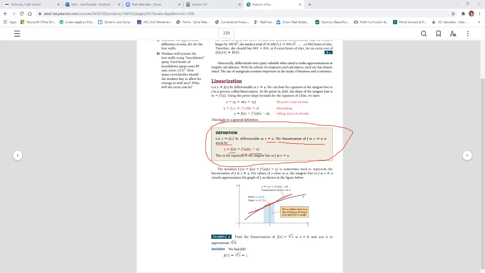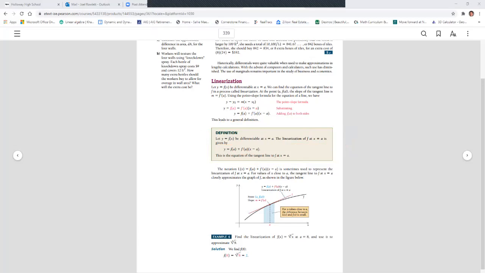And notice it says for x values close to a, the difference between L of x and f of x is very small. In fact, here it's easier to see because the tangent line is higher. But notice that as we get closer to x, the difference between the tangent line and f of x is actually very small. And that's where this equation here comes from. Let's take a look at an example.